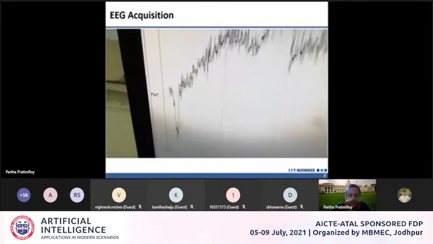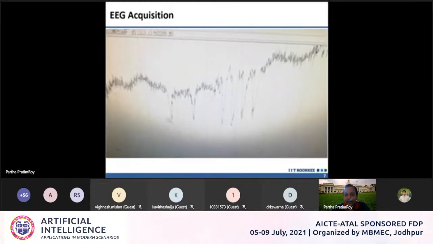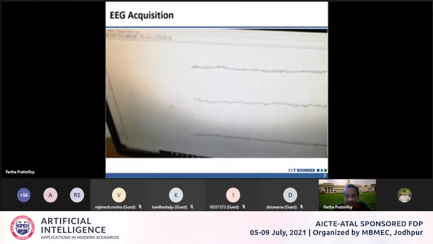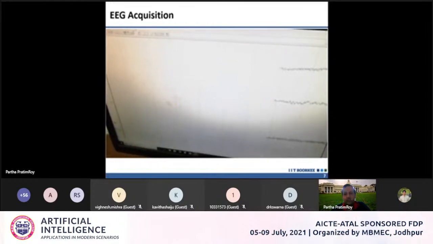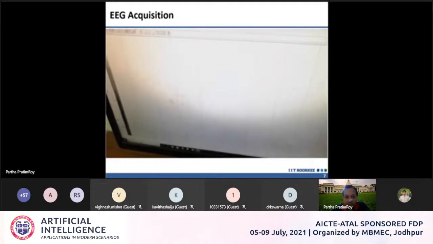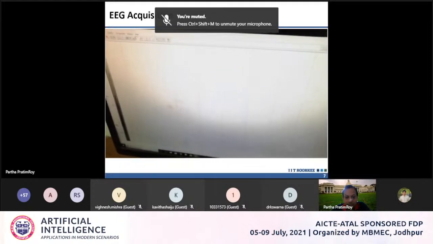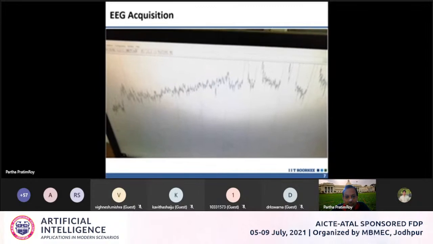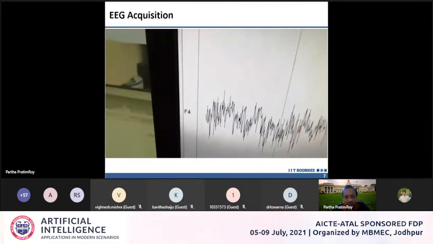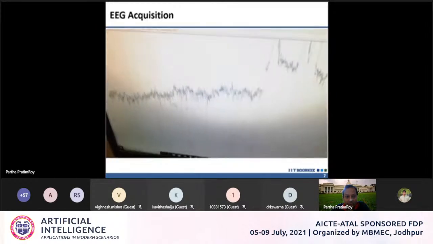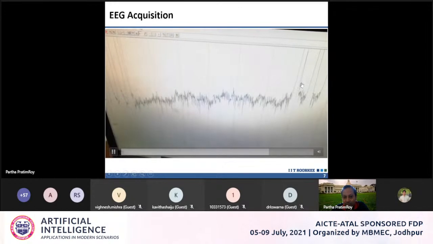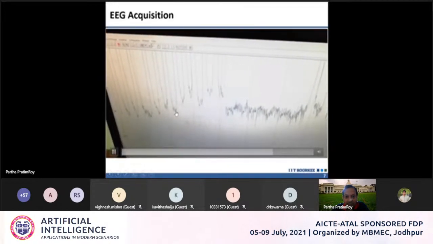Okay? So this guy is asked to blink the eyes, and then you see that when he blinks the eyes, there will be a change in the waveform. You see that. Why it is F4, I will explain later. But when he is blinking, you see that there is some change in this waveform, and it's very steep.